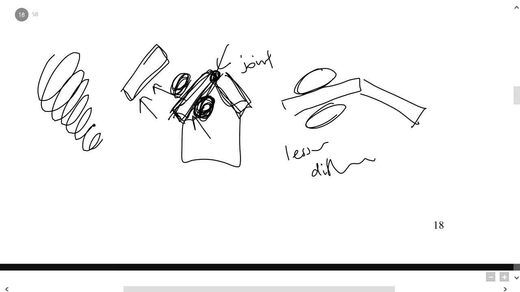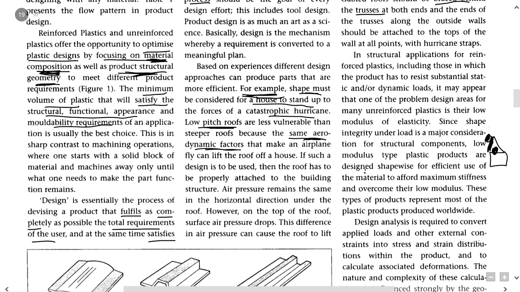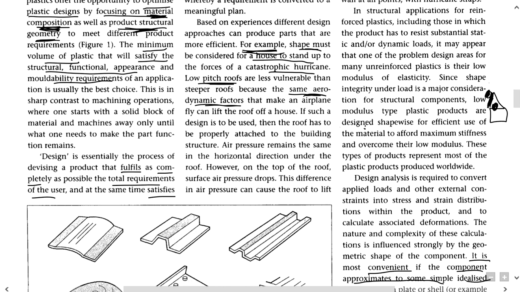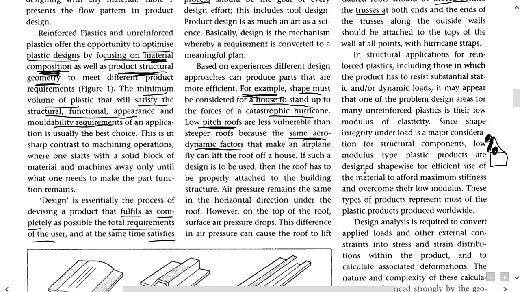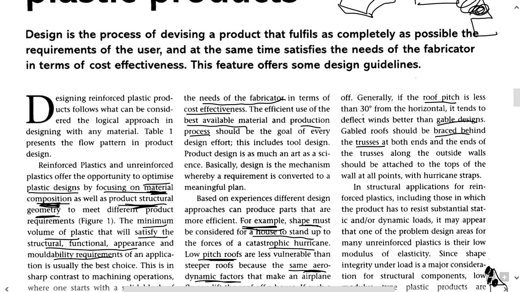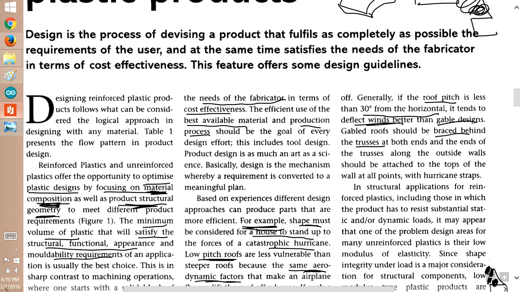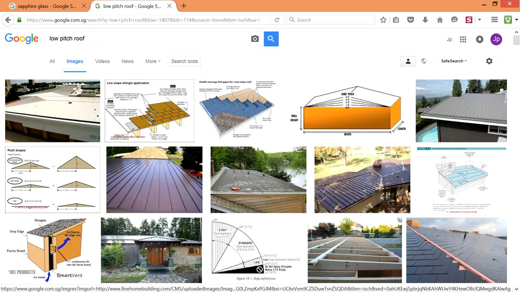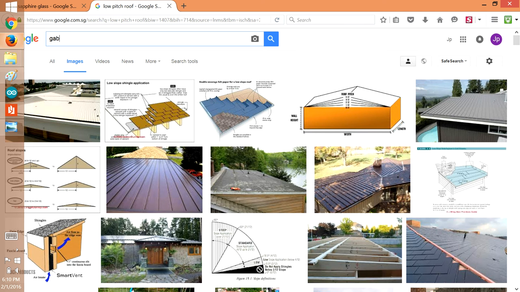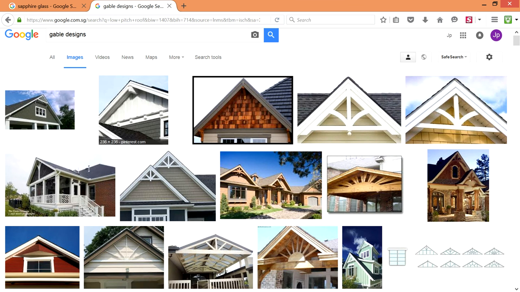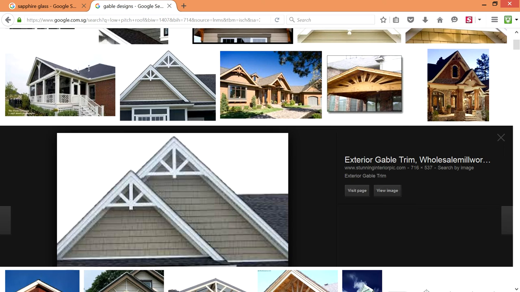It's very technical now in terms of aerospace, but at least it's something for you to venture into if you find it fairly useful. If the roof is 30 degrees from horizontal, it tends to deflect the wind better than gable designs. So check out the gable designs. The gable designs are higher roofs.